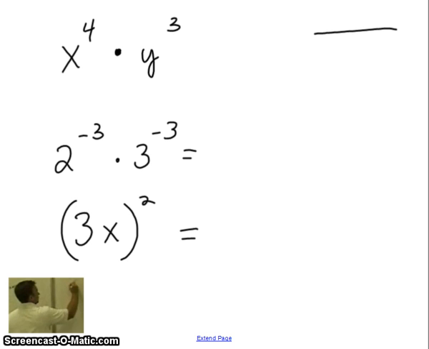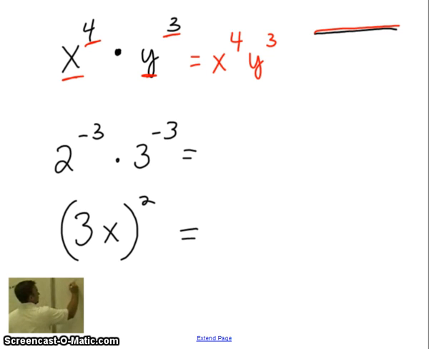Let's just look at a couple more. On this line right here, I want you to put a P. We have x to the fourth times y to the third. What can we do here? Well, the bases are different, so we can't use power of a product, and the powers are different. So there's really nothing we can do here. We can't use any properties, so we're just going to write it out.